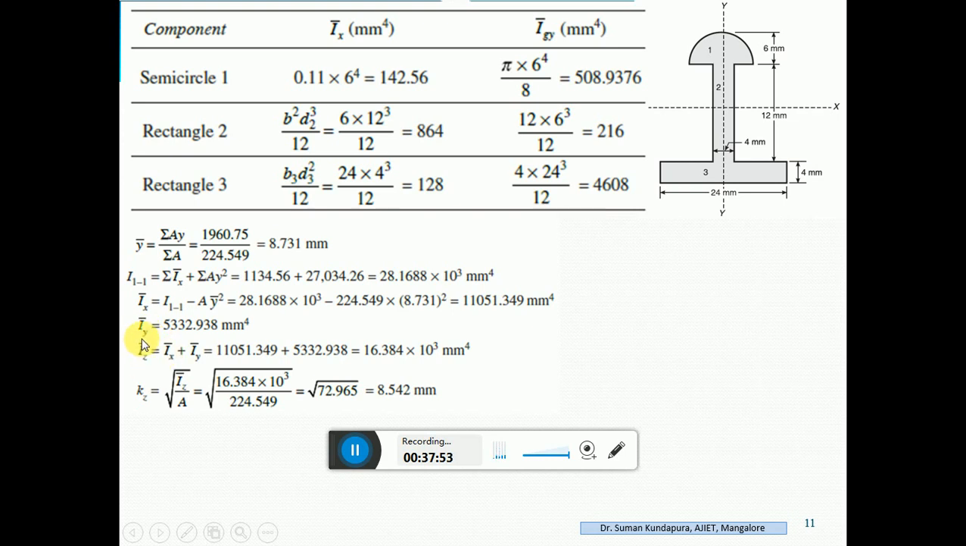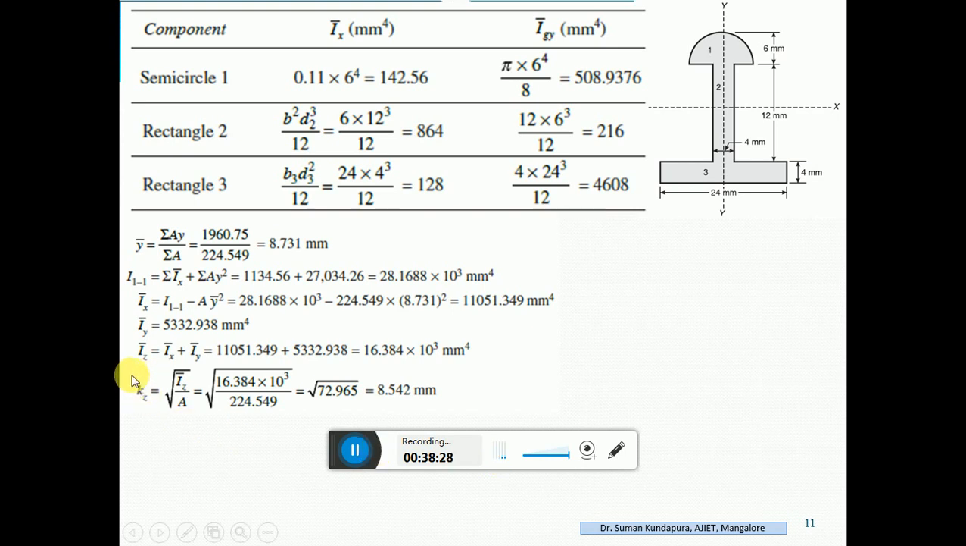Now I am supposed to find the moment of inertia about the z-axis, that is Ix bar plus Iy bar, the polar moment of inertia. Just sum up the two values, you will get 16.384 into 10 raised to 3 millimeter to the power 4. Please remember, moment of inertia unit is millimeter to the power 4. Why? Because it is A x squared: A is area, millimeter square, into x squared, millimeter square. So it is millimeter to the power 4.